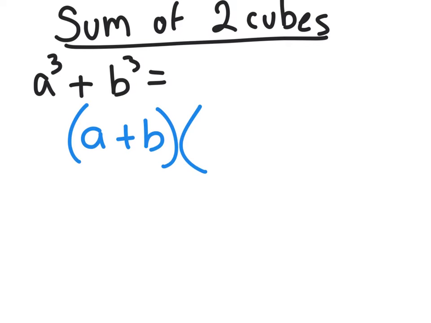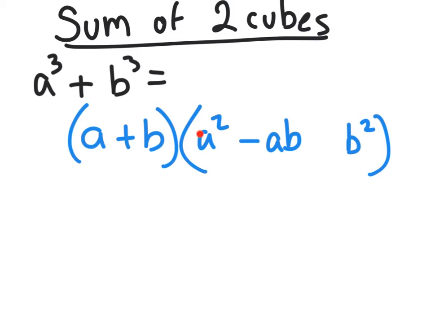And the trinomial over here, it's going to be a squared, there's going to be an AB right in the middle, and a b squared at the end. You're going to have to memorize this. And let me tell you this right now. If you started off with the plus, then the middle sign is going to be a minus.